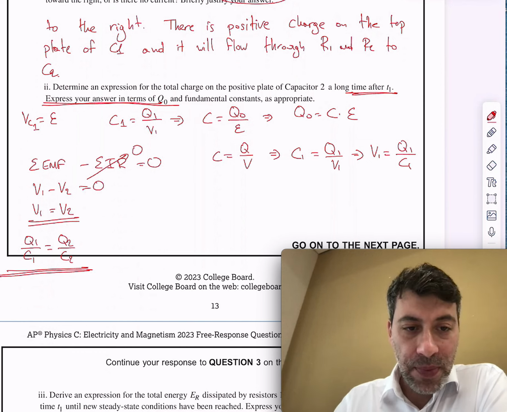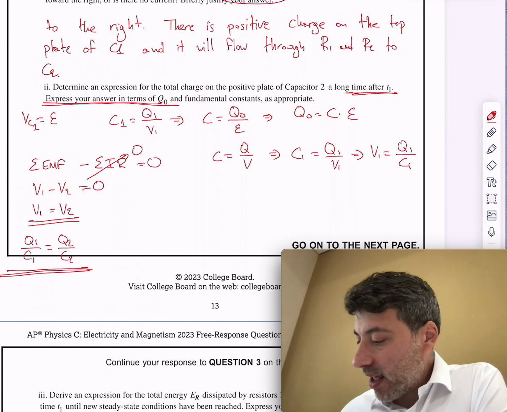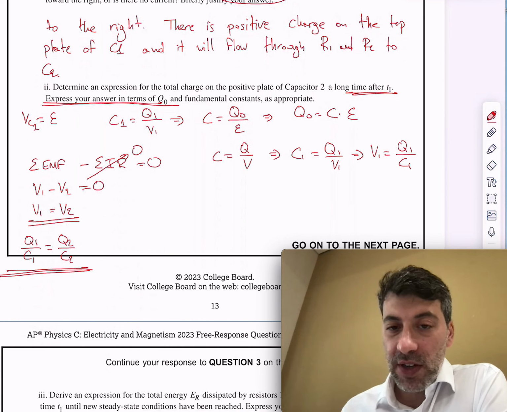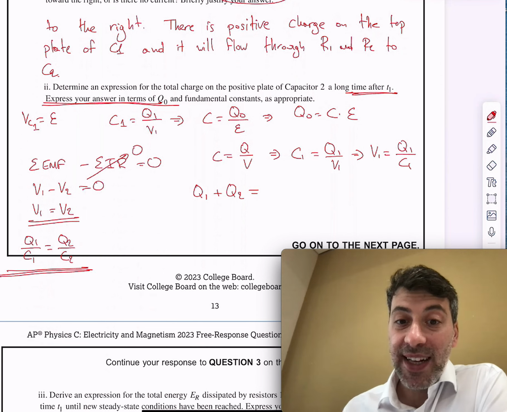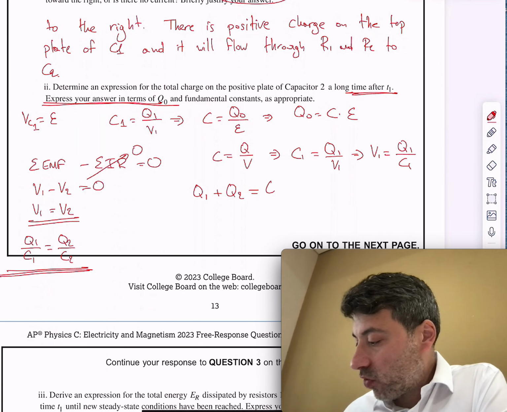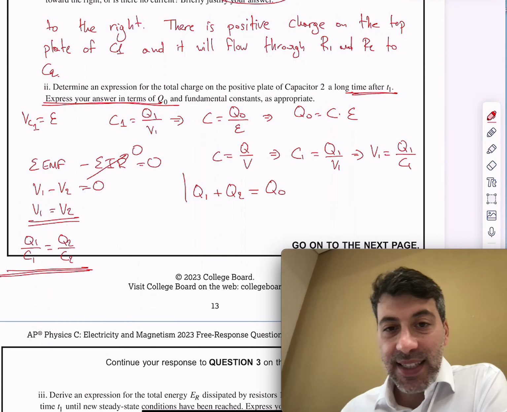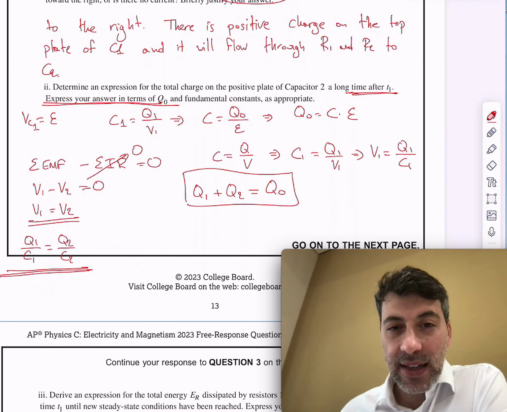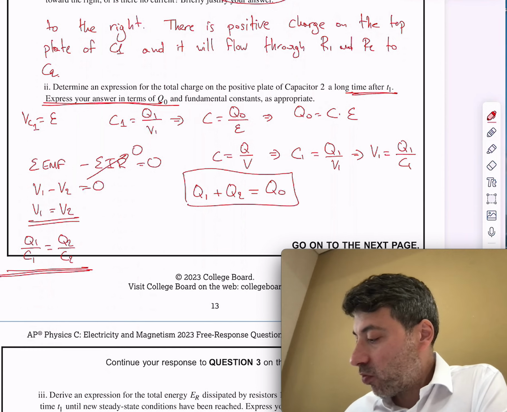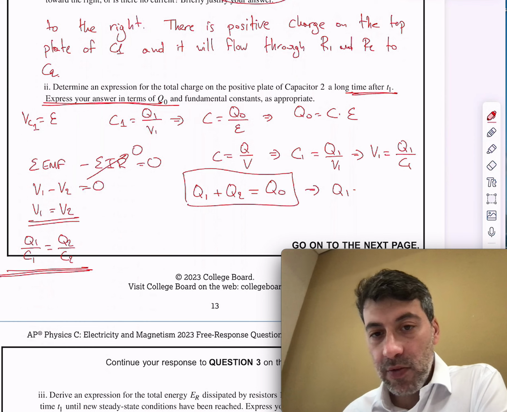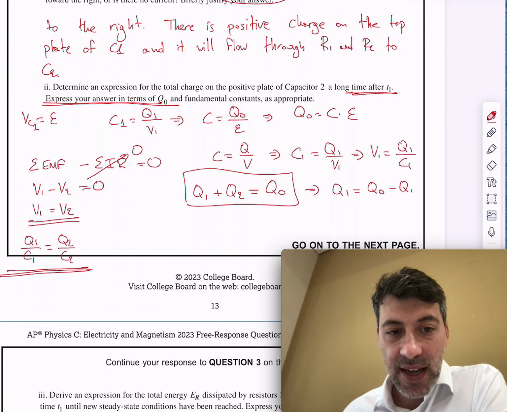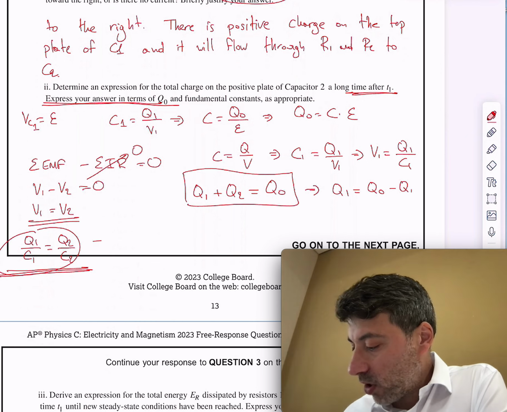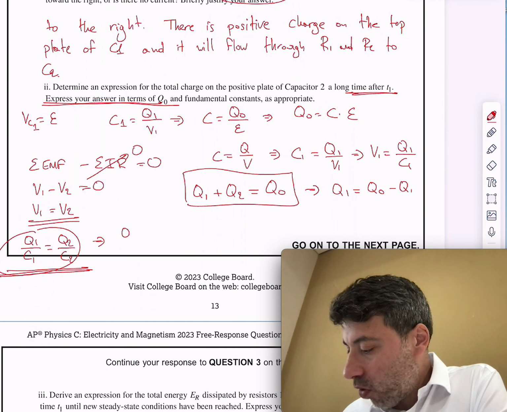But also, what we know is that there is the law of conservation of charge. So the charge on the capacitor 1 plus the charge on the capacitor 2 together, they will be equal to the initial charge of the capacitor 1, which was Q0. And since we need to find the charge on the capacitor 2, first we will solve for charge 1, which is Q0 minus Q1, and then we'll go and replace it in the left equation. So what we get is Q0 minus Q.